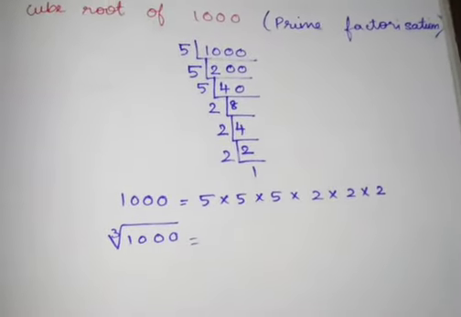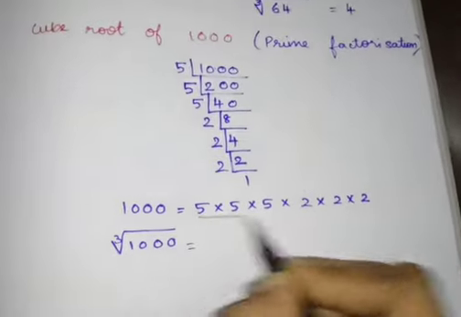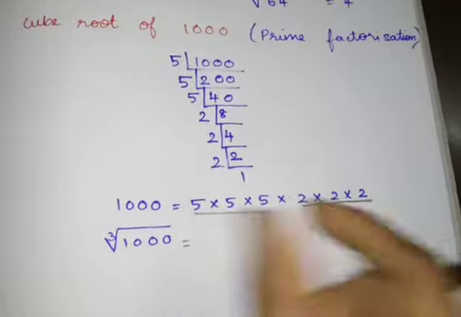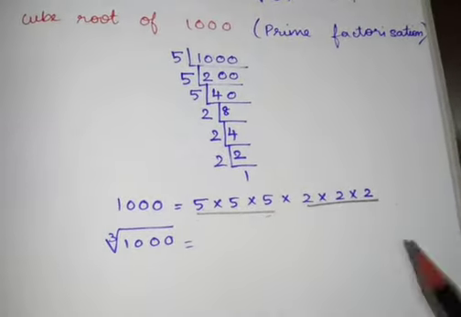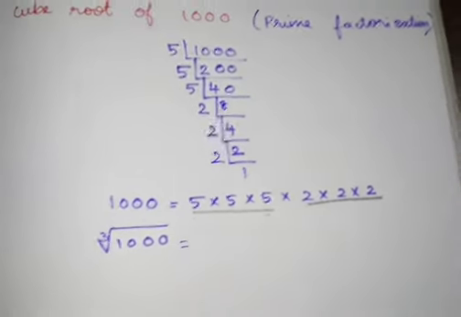If you want to find the cube root, the numbers should be in groups of three. A number should be formed as groups of 3 numbers. 5 5 5 is one group, 2 2 2 is one group. If this grouping takes place, then we can say that it is a cube. It forms a cube root.